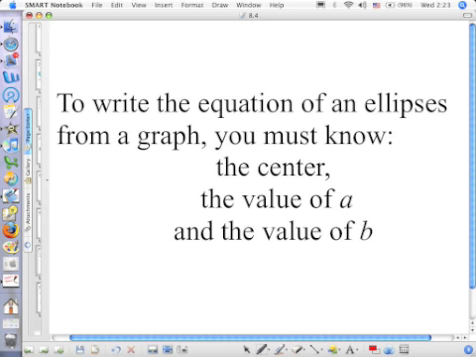Again, by raising your hand, can somebody tell me what the value of B represents? Dwight? Not the whole thing. It's half of the minor axis. Okay? It's half of the minor axis. And what does A represent? Half of the major axis. All right?